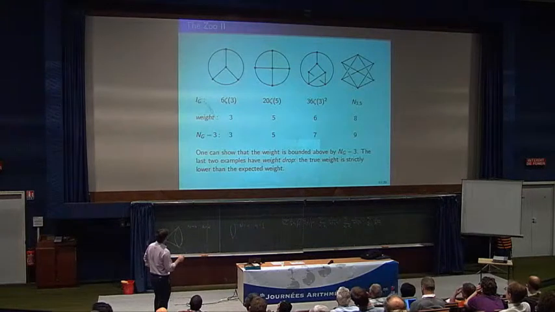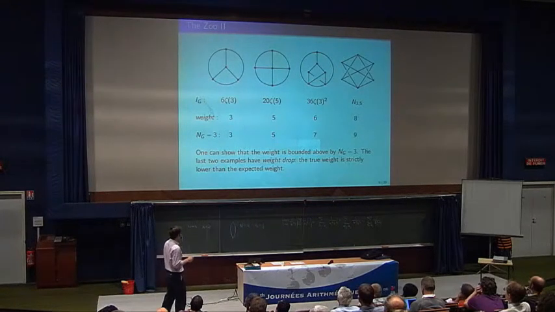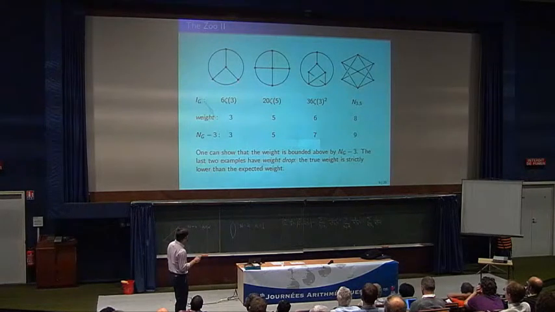Same in this example, the integral is 20 times zeta(5). The weight, of course, is 5. And the number of edges is 8, minus 3 gives 5 again. So it's equal. But something strange happens over here for these two graphs.